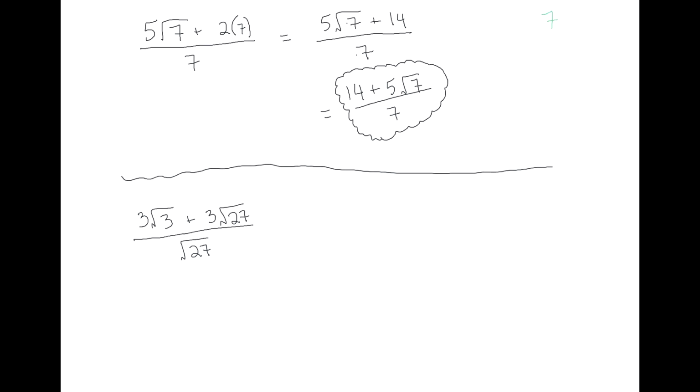What am I gonna multiply? Because it needs to be fixed. What am I gonna multiply by? The problem is that I have a square root on the bottom and I can't have that. So what do I need to multiply by to rationalize it, to fix it?